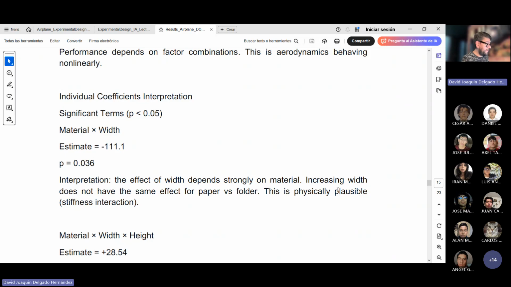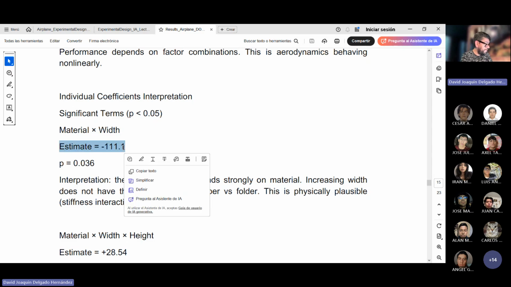This is physically plausible. So that means that the folder is very rigid, okay? And the bond paper is very soft. So this means that when I threw the airplane, this rigidity is affecting the flight distance, okay? That is the interpretation of this number, okay?